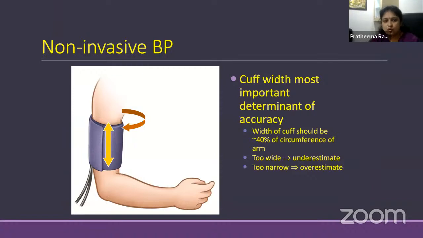So we need to know what is the right size of the cuff. So cuff width is very, very important. It should be at least 40% of the circumference of the arm. If it is very wide, if the patient is thin and it is a big cuff, it is going to underestimate. It will show a low BP. And if it is too narrow, it is going to show an overestimate, even if the patient has a normal blood pressure. I'm talking about a patient just for a health check. And even if this is so faulty, imagine patients who are sick.